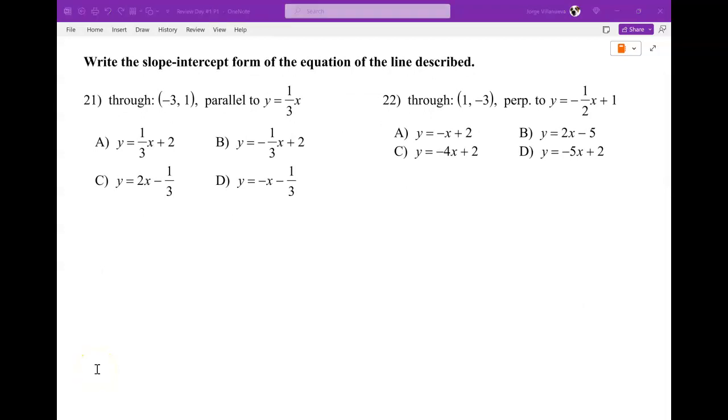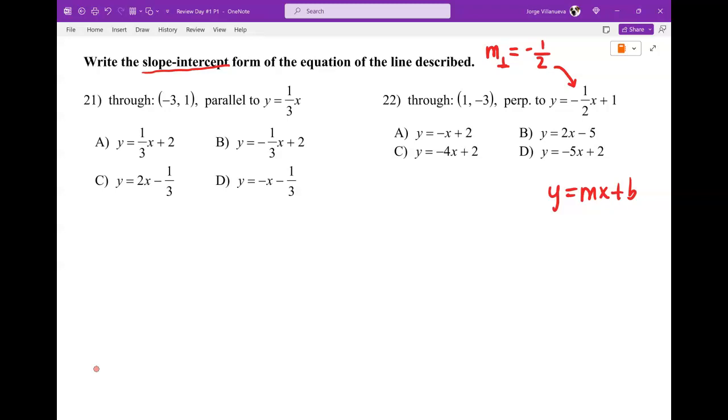All right, so for number 22, it says write the slope-intercept form of the equation of the line. So again, they want y equals mx plus b, right? They need me to write something like this. They gave me a point, but then they say perpendicular to that line, okay? Now, the slope of that line right here, I'm going to call it perpendicular slope, is -1/2. That's the perpendicular slope, okay? So what is the slope that I have to use if I want it to be perpendicular to that slope?